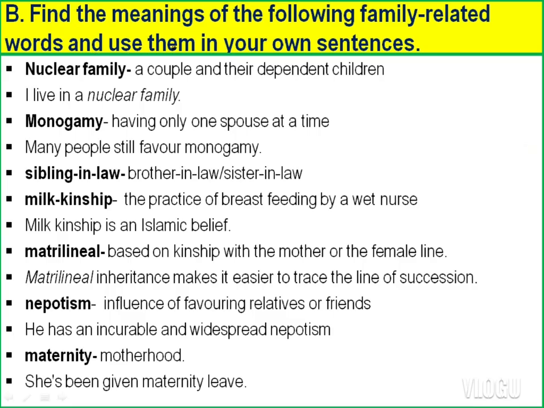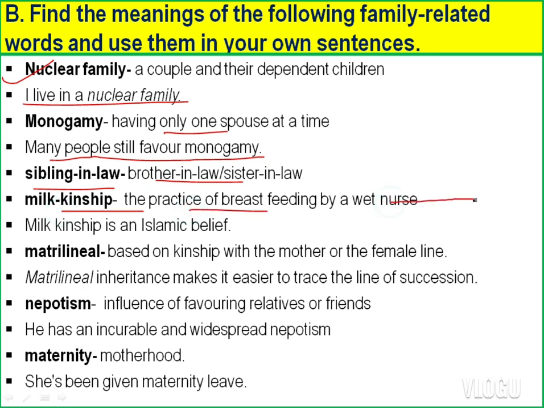Then find the meaning of the following family related words and use them in your own sentences. The first one is nuclear family, a couple and their dependent children. I live in a nuclear family. Monogamy, having only one spouse at a time. Many people still favor monogamy. Sibling-in-law, brother-in-law or sister-in-law. Milk kinship, the practice of breastfeeding by a wet nurse, and the sentence is: milk kinship is an Islamic belief.